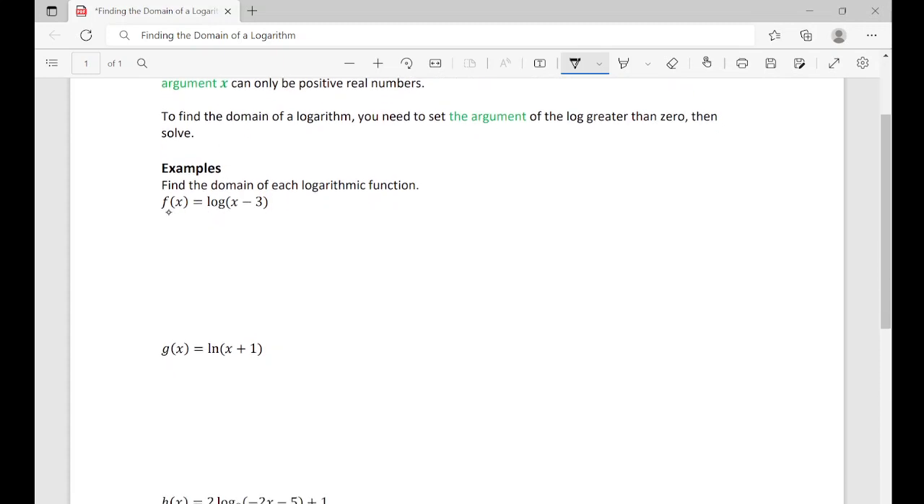So we're going to find the domain of each log, and we're going to start off with f of x equals log of x minus 3. So x minus 3 is the argument. It's what's inside the parentheses. So I'm going to take x minus 3 and set it greater than 0. All I do is add 3 over, and x has to be greater than 3. So the domain of this logarithmic function is going to be 3 to infinity.